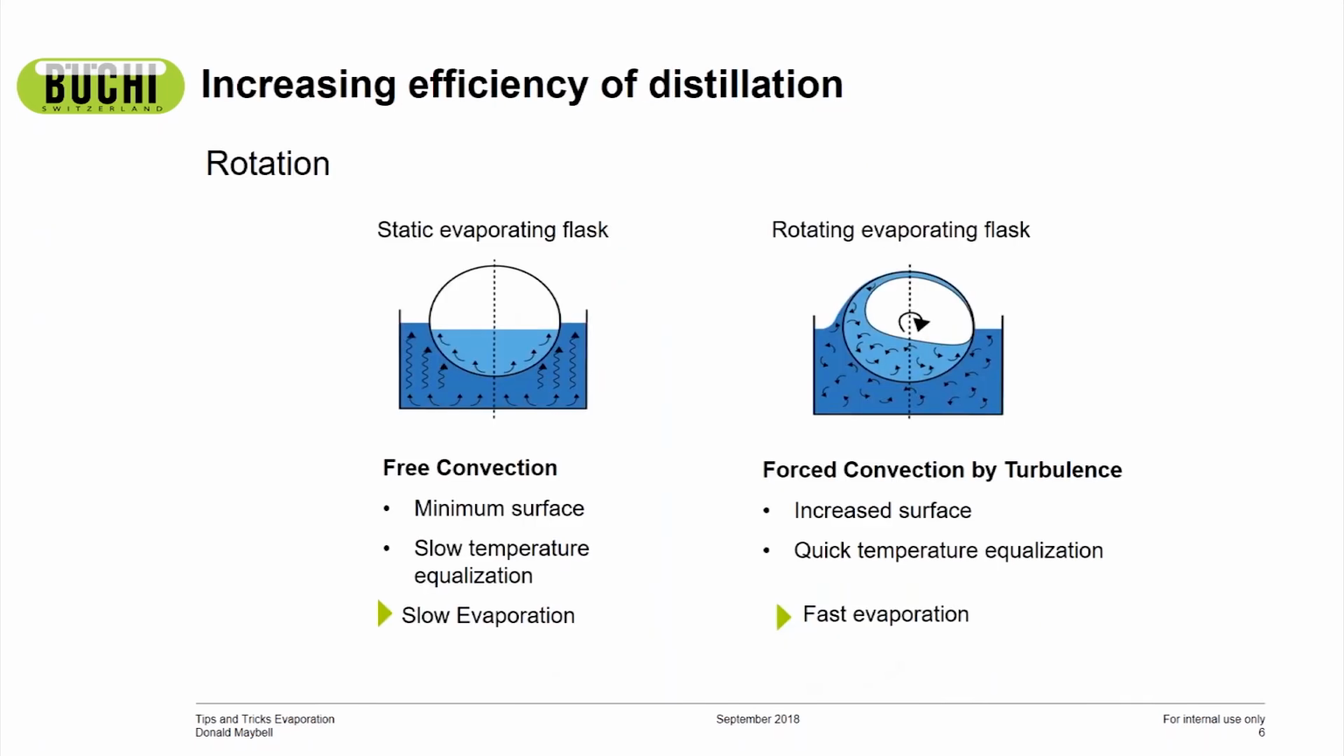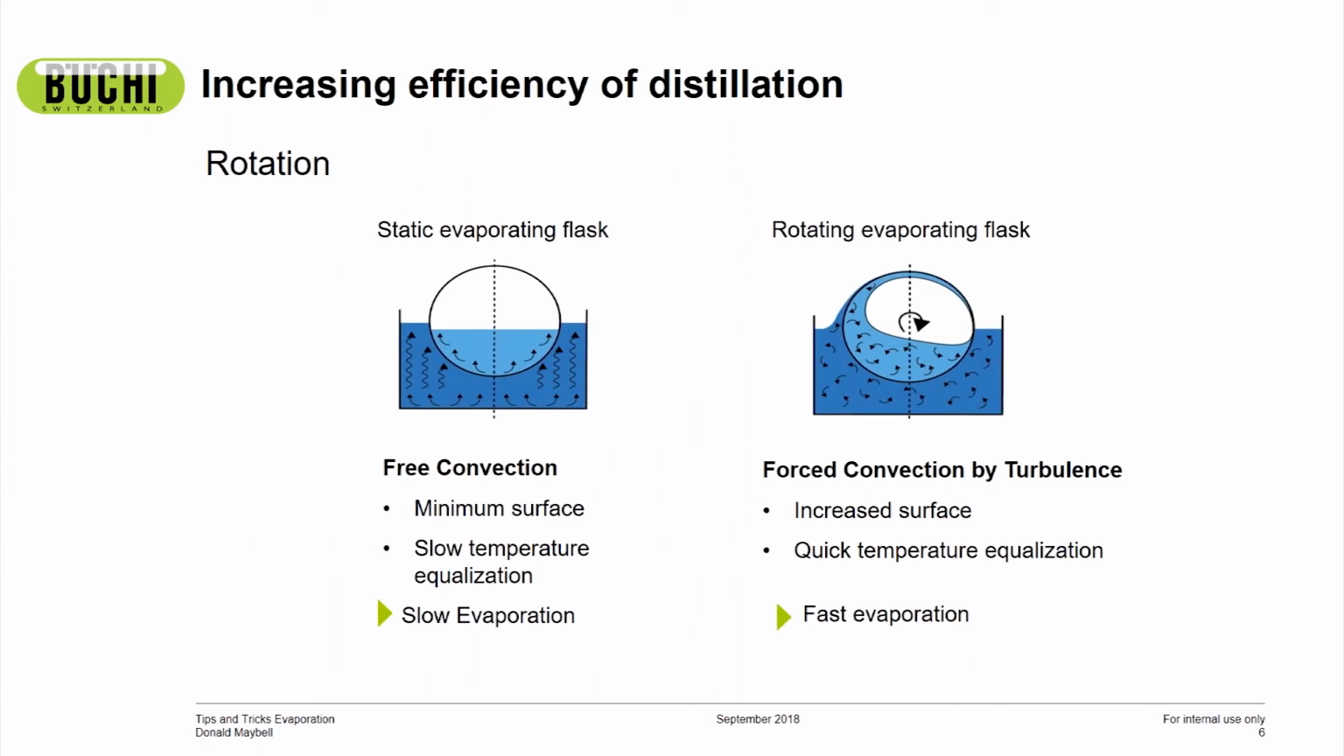One of the big things about the process is rotation. The reason that we rotate is so that we get nice, even heating throughout your system. As you can see depicted in these pictures, if you don't rotate your flask, you limit your surface area. With rotation, you get increased surface area, and you get nice, good temperature equalization throughout your process. So you can actually reduce things like bumping, which I'll cover a little bit later, and it just speeds up your evaporation process overall because of the increased surface area.